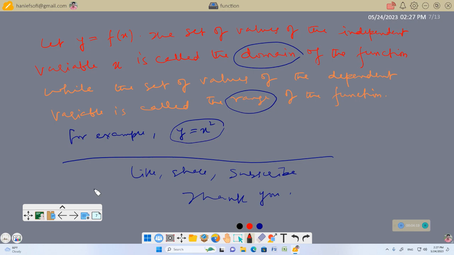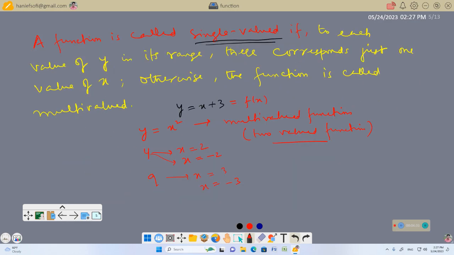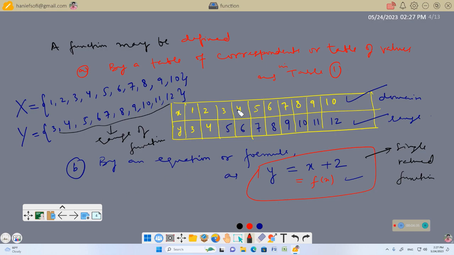Then we said that the set of the values of the independent variable x is called the domain of the function, while the set of the values of the dependent variable is called the range of the function. For example, in this table, the set of the values of x, the independent variable, this is the domain. So this set is your domain, and this set is the range of the function y is equal to x plus 2, right?